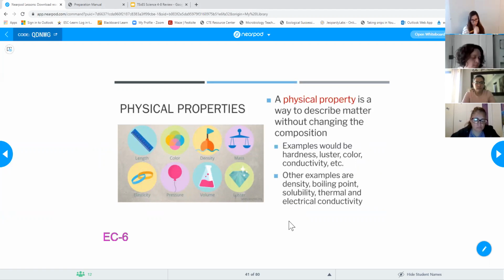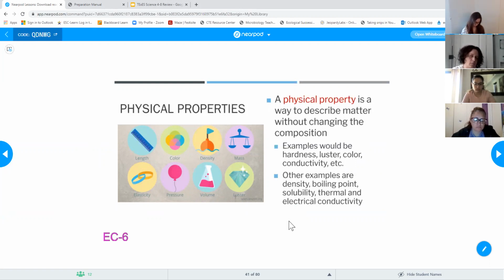So when it comes to physical properties, they are a way to describe matter without changing the composition. If I have an object, I don't know, I've got my mug here, right? If I wanted to describe my mug, the way I would explain this to my students when I taught this in chemistry is I would tell them physical properties are things that you can observe with your 5 senses, or something that you can actually measure about it.